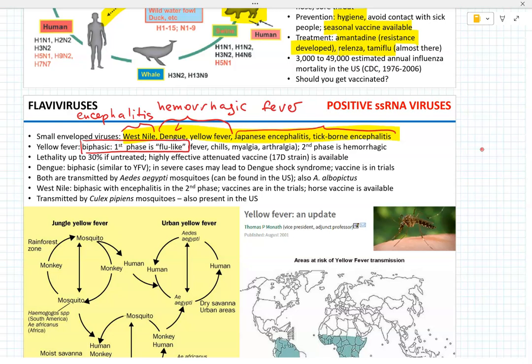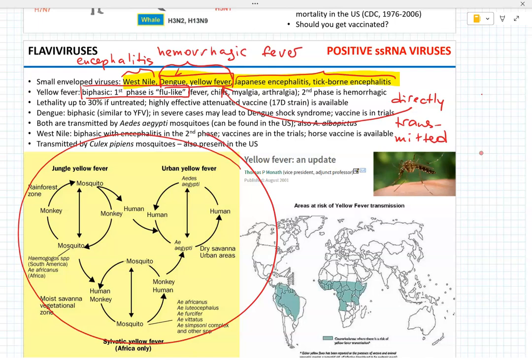Now, among flaviviruses, only these two are directly transmitted. So, see that? Specifically this cycle. So human gets bitten by a mosquito, mosquito carries it to another human, bites another human, they get an infection, and it goes on and on and on. This is why we call it an urban cycle. It is applied to yellow fever, it is applied to dengue.